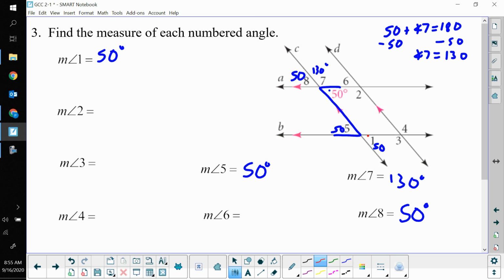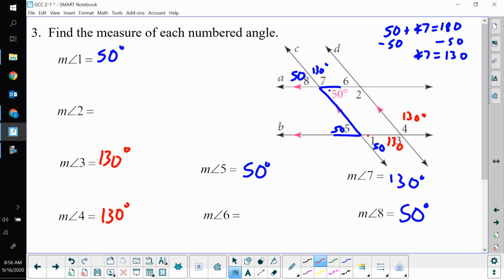Well, 1 and 3 are same side interior. Those slanted parallel lines and transversal B, they're on the same side but in between the parallel lines. And we talked about on page 1 that same side interior angles are supplementary. Well, we already know from up above finding 7 that if 50 is one of the angles, its supplement must be 130. So angle 3 is really just going to be 130 degrees. And then 4 is its vertical angle. So 4 must be 130 degrees.